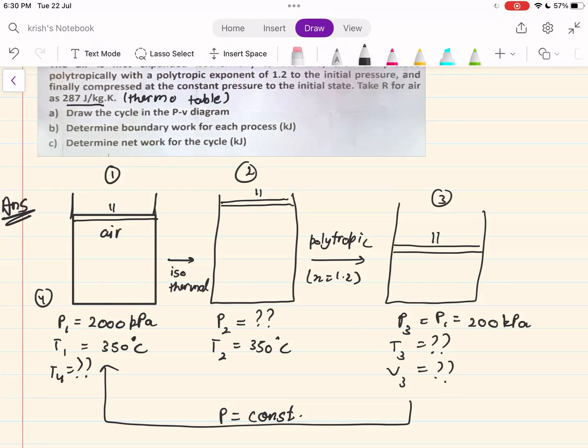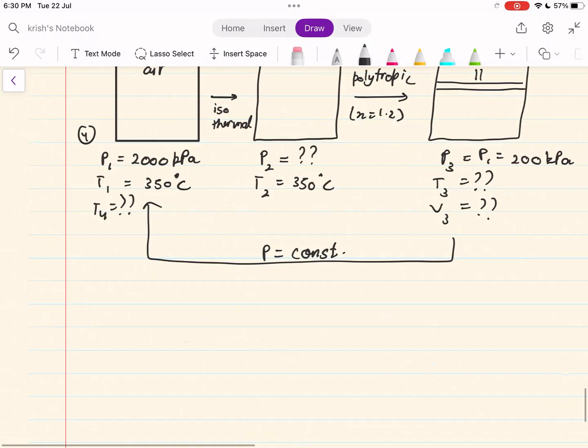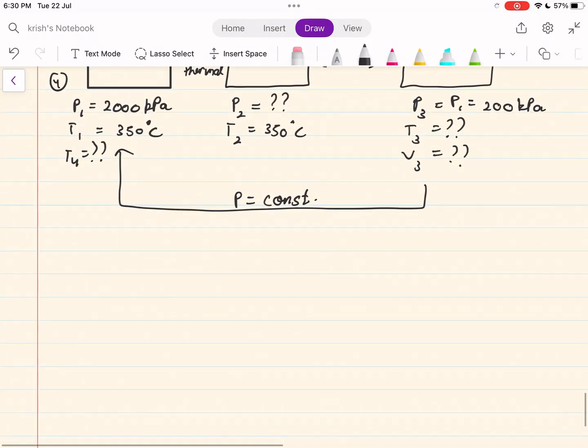Draw the cycle in PV diagram. Determine boundary work for each process. Determine net work for the cycle. Okay, we're going to start with part B. Part A, obviously, anyone can do.